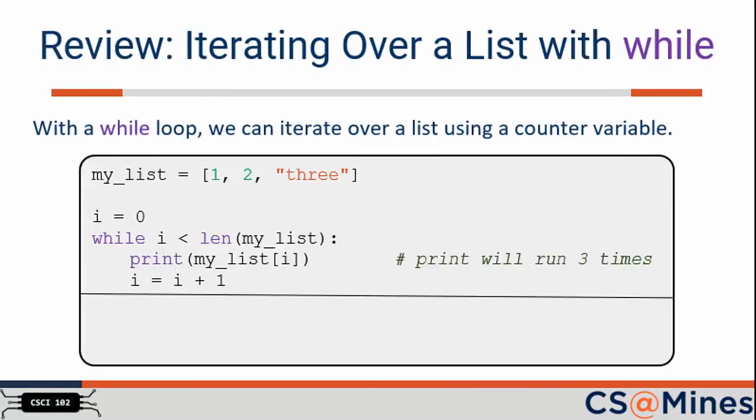Before we start talking about for loops, let's do a quick review on while loops. We know we can iterate over a list using a counter variable in a while loop. Take a look at the code shown. What will be printed to the screen? I suggest you pause this video as you determine what will get printed.